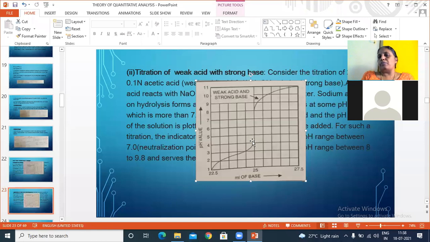From 4, we can observe the pH value increasing. When you add sodium hydroxide, it reacts and converts into sodium acetate. Sodium acetate again undergoes hydrolysis with water, which gives acetic acid and sodium hydroxide. It's a reversible reaction. So the pH change we observe at the neutralization point is from 4 to 8.5. Once it reaches above 8, only sodium hydroxide is observed, so the pH value increases completely because of the strong base. This is for weak acid versus strong base pH changes.